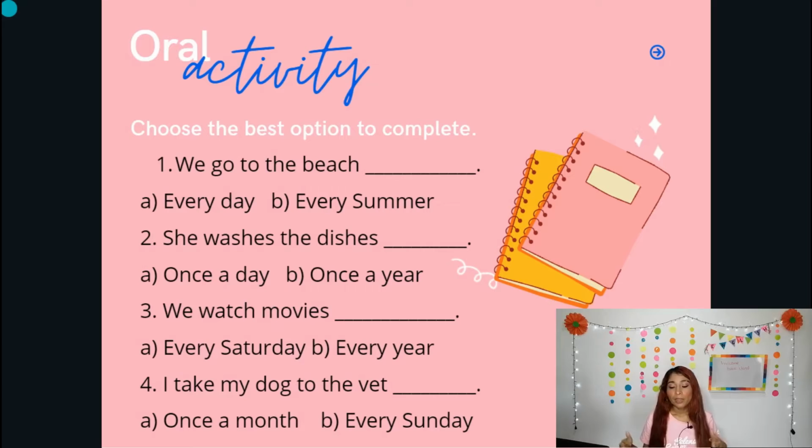So we did an oral activity and it wasn't for the notebook, it was just to speak and to practice. And we did some activities about time expressions and adverbs of frequency. And we did this activity with four sentences and you needed to complete them by using the best option.